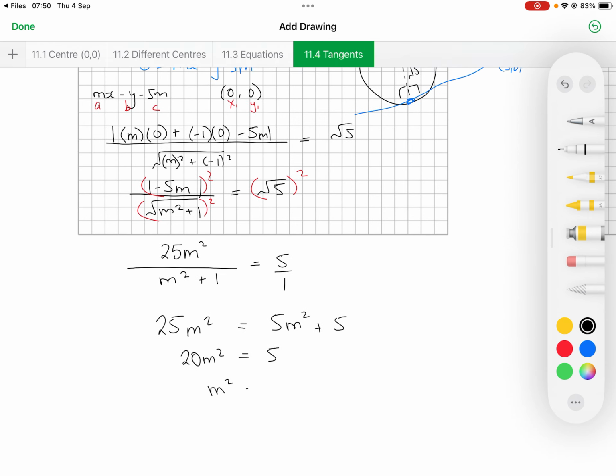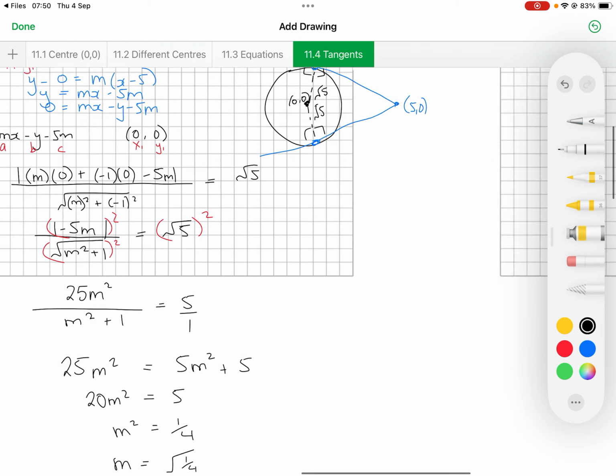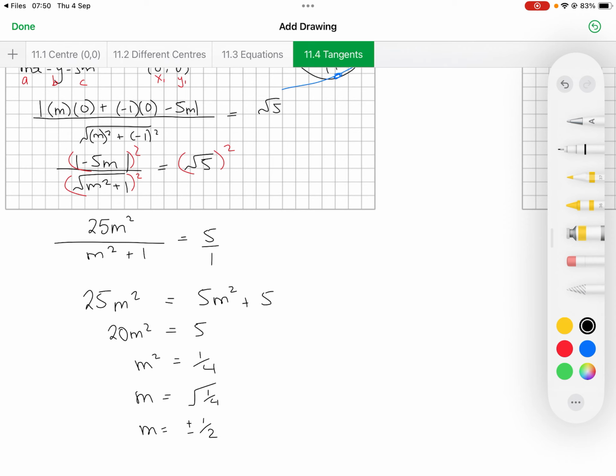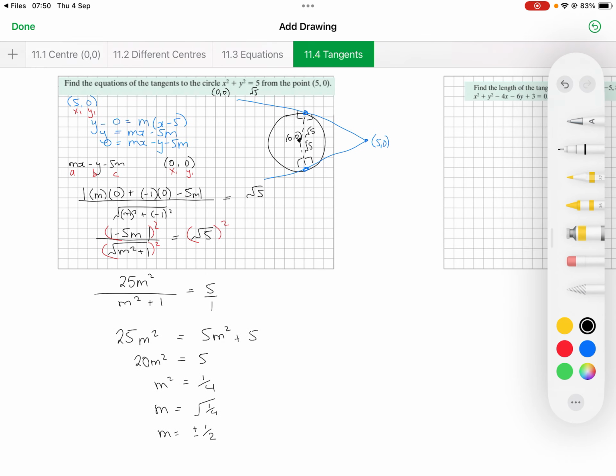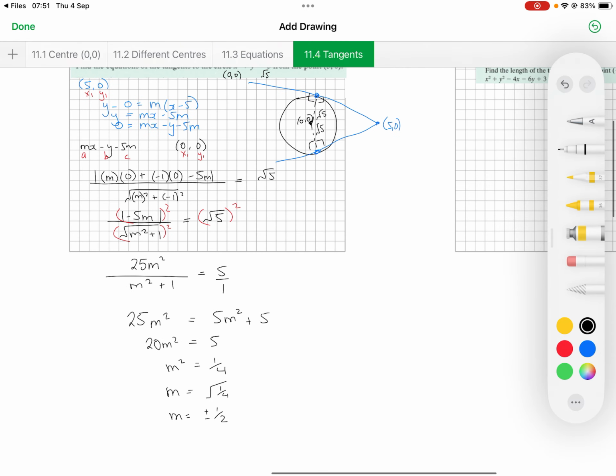So m squared is equal to 5 divided by 20, which is a quarter. Square root, so m is equal to the square root of a quarter. So m is equal to plus or minus a half. So there's two answers here, remember, there's two lines. So what that's telling me is the slope of these tangents, the slope of one of them is positive a half and the slope of the other is minus a half.